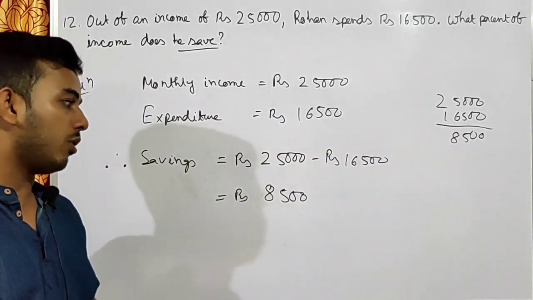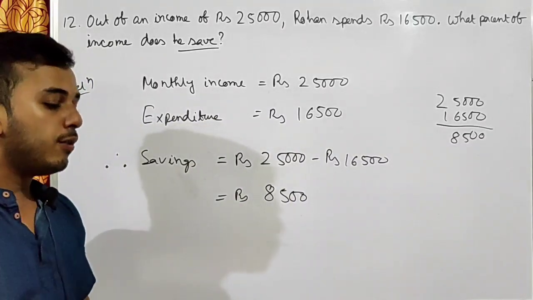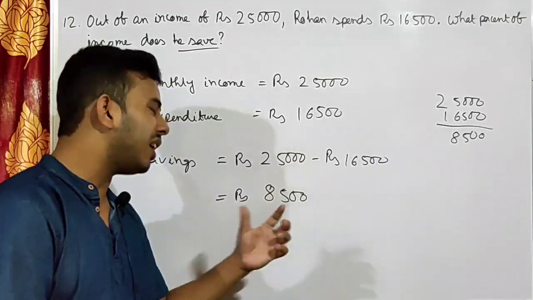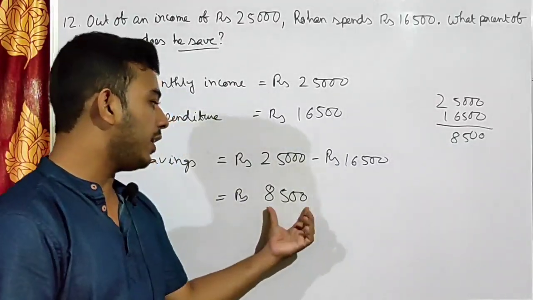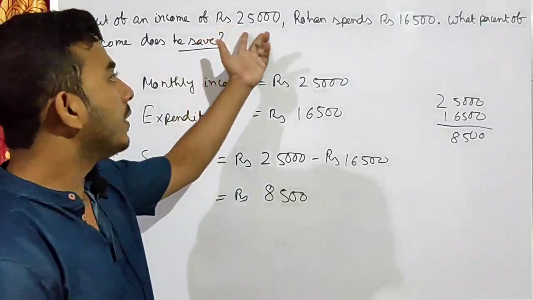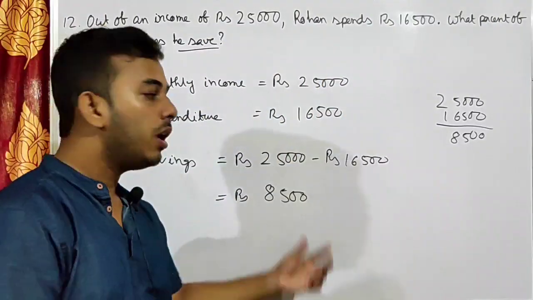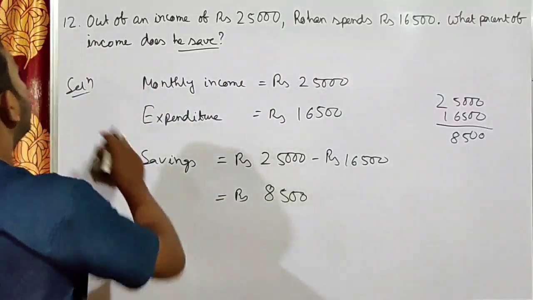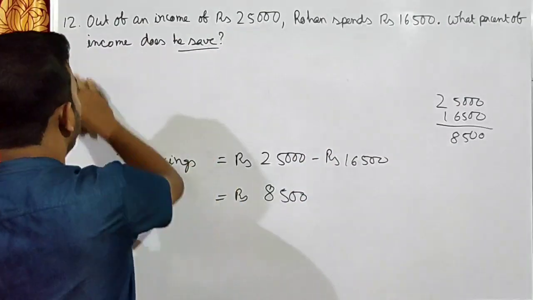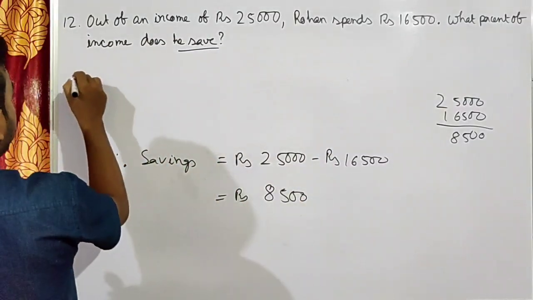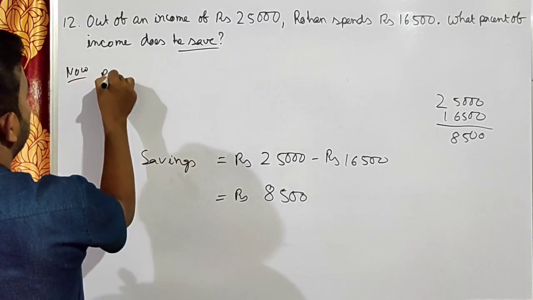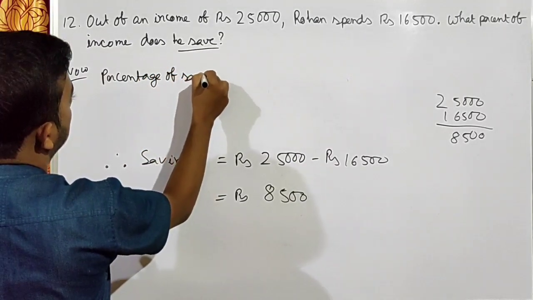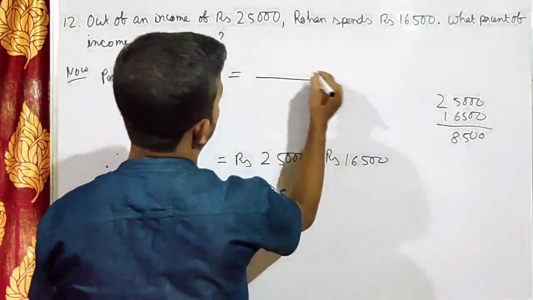Okay, now we have to convert it into percentage. Okay, if you don't understand, you can relate it with marks, isn't it? Suppose for example I am telling, a boy got 8500 marks out of 25,000 marks. So what will be the percentage? It will be 8500 divided by 25,000 into 100, isn't it? Same thing we will do here also. Now we will find out percentage of savings. Now percentage of savings will be how much?